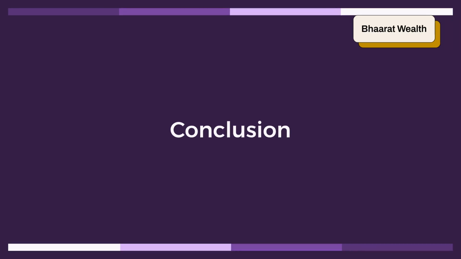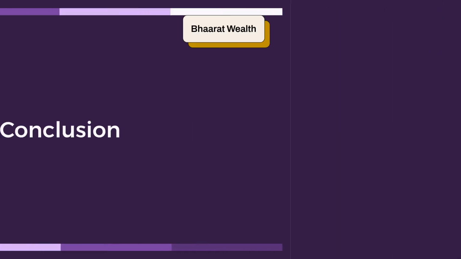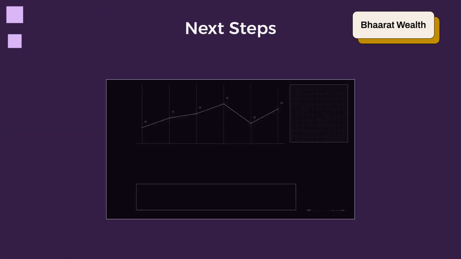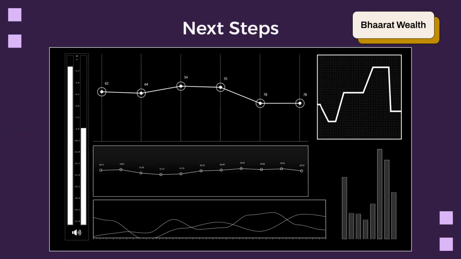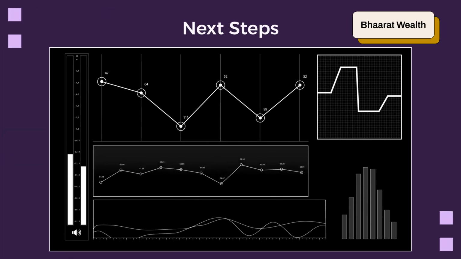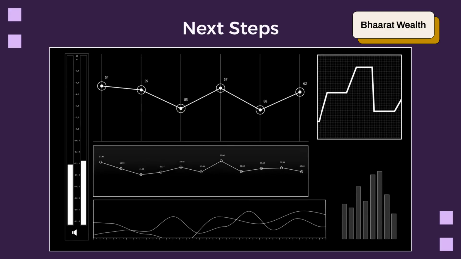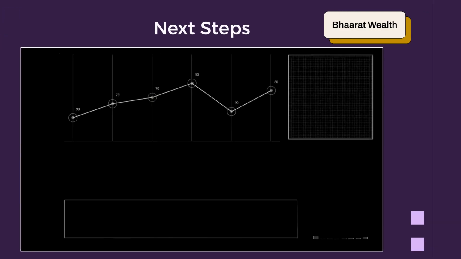To wrap up our guide on analyzing equity mutual funds in India, let's summarize the essential steps. Remember to systematically evaluate quantitative metrics, dive deep into the portfolio composition, and assess the capabilities of the fund manager and the AMC. Your next step should be to use these tools to analyze potential investments, consult a financial advisor if needed, and start building a robust investment portfolio for your financial future.